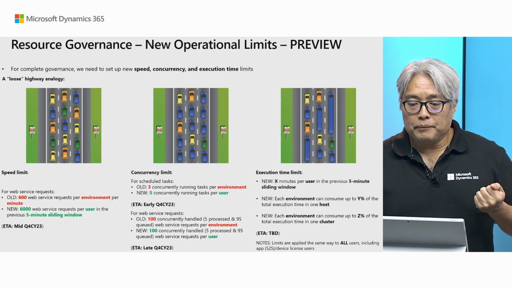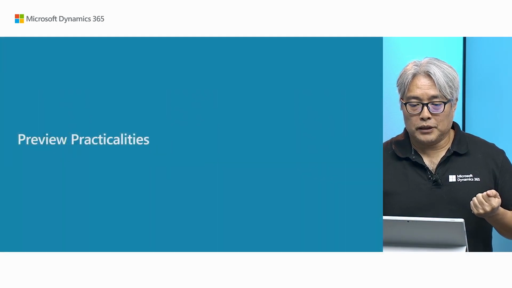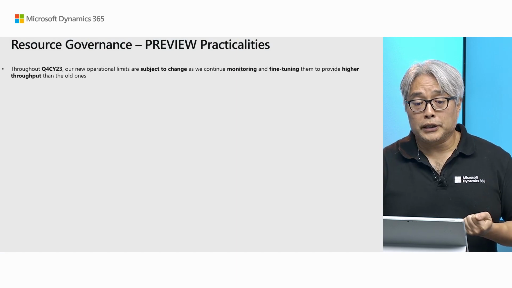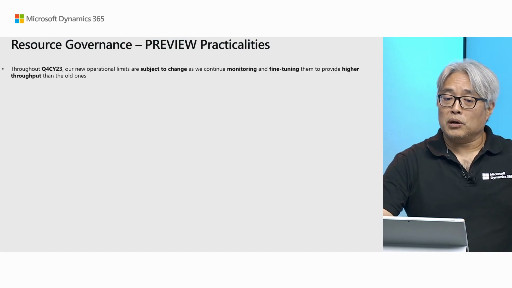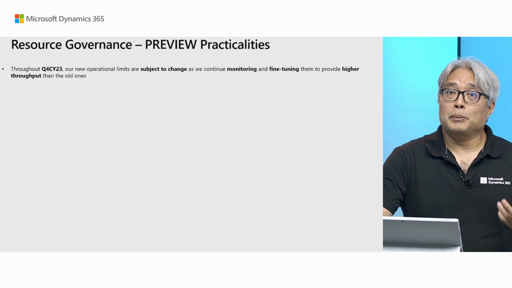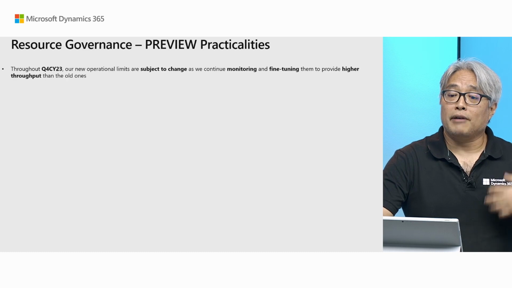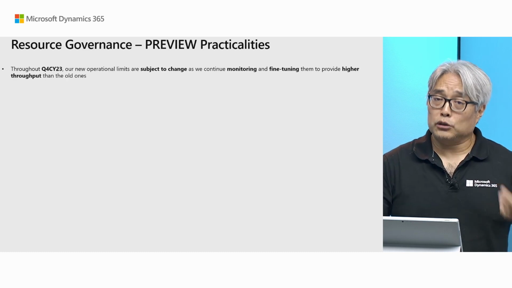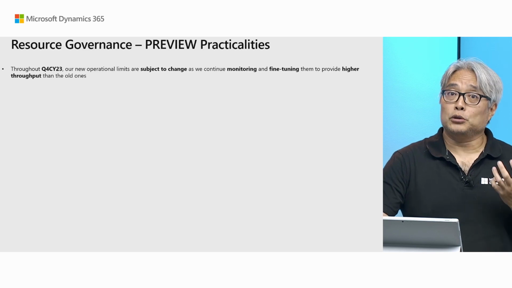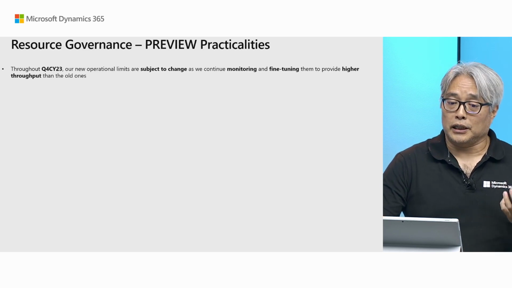So finally, I would like to show the preview practicalities. What can you expect throughout this preview period? Throughout October, November, December, we are making sure that these operational limits continue to be monitored and fine-tuned to provide higher throughput than the old one. So expect it to change a lot. It's subject to change, right?